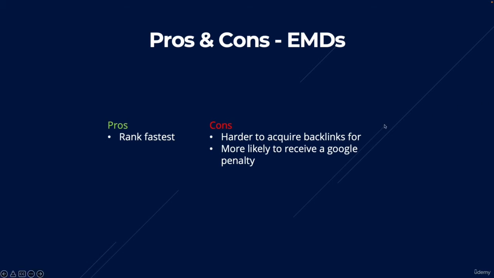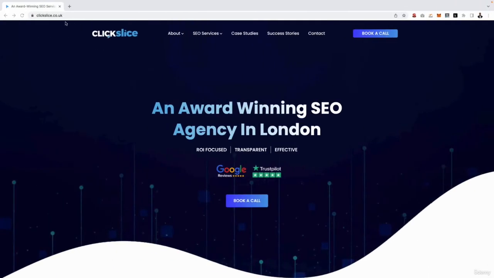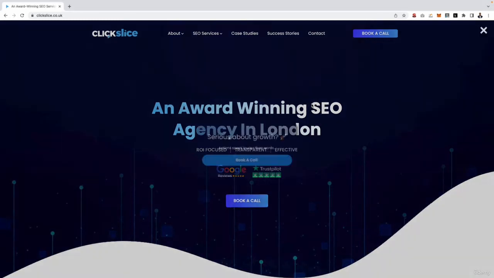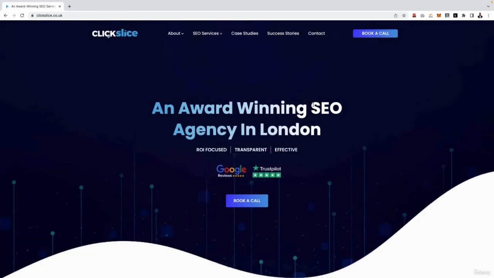But pretty much, if you look at most typical websites, for example, if you go over to clickslice.co.uk, you can see our brand is obviously called ClickSlice. We offer SEO services, so I haven't really mentioned any SEO related words in my domain name. The domain name is literally called ClickSlice. So people can link to our website saying ClickSlice, and Google knows ClickSlice is us, right? We're not trying to target any keywords when we're building backlinks linking to us using our branded name.